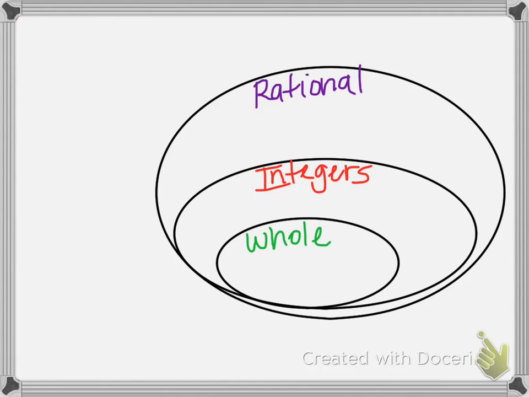Let's look at rational numbers, integers, and whole numbers. This is my Venn diagram, and you have the same Venn diagram on pages 49 and 50.